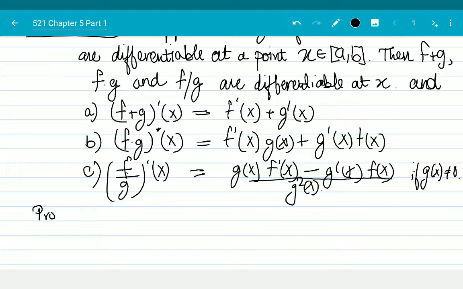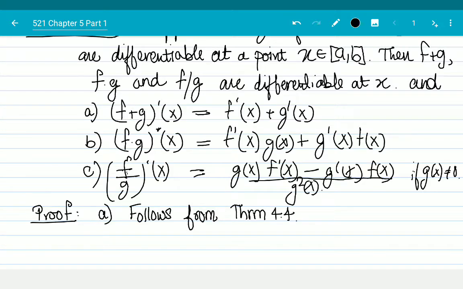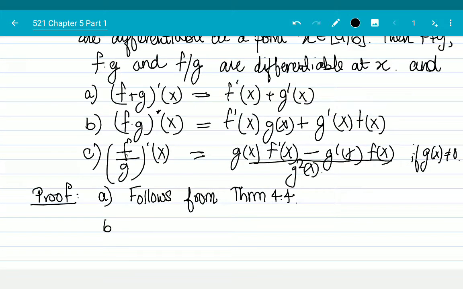Proof. For part A, we are again going to be using properties of limits rather than epsilon delta definition proofs. A follows from theorem 4.4, which implies limits can be added.